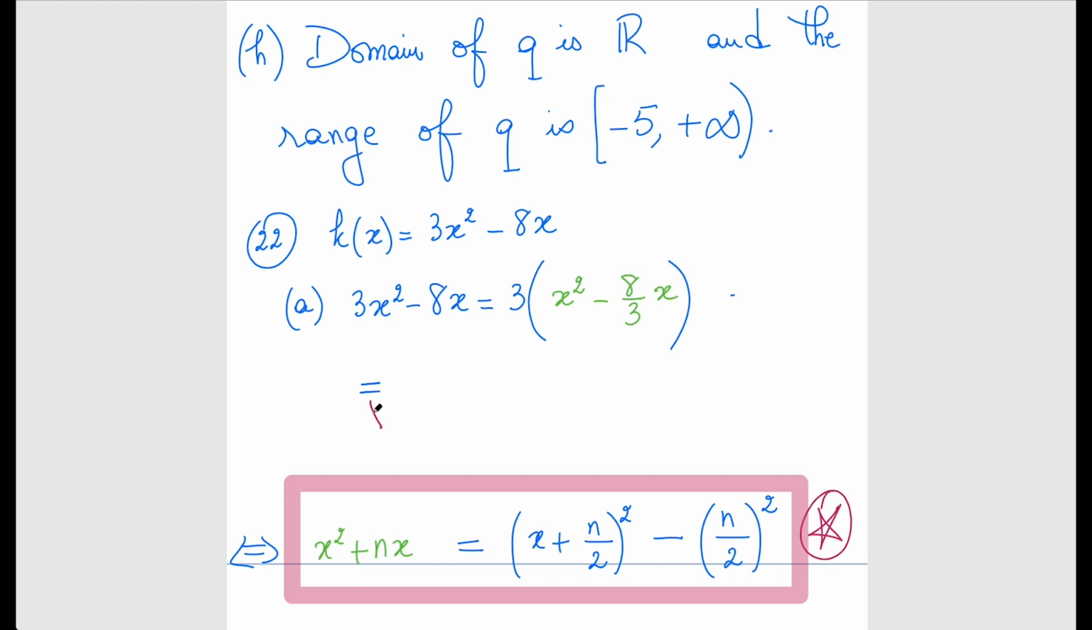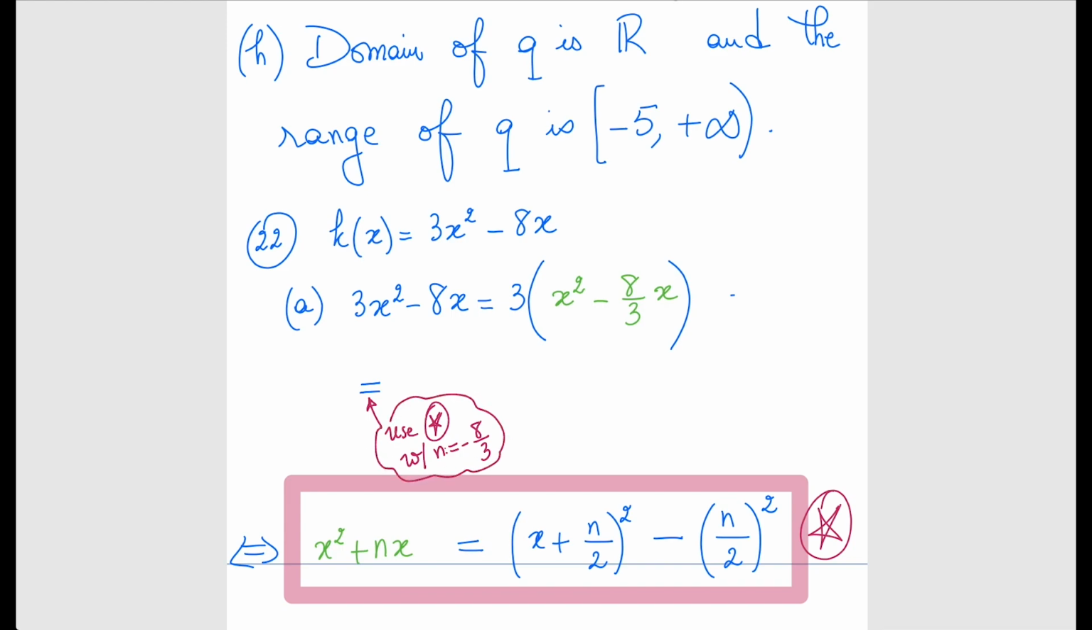So we're gonna use star. And let's be clear, who's the n in the star equation? If you make direct comparison, x squared is this, x is that. The n should be -8/3, right? So the n is -8/3. Okay?